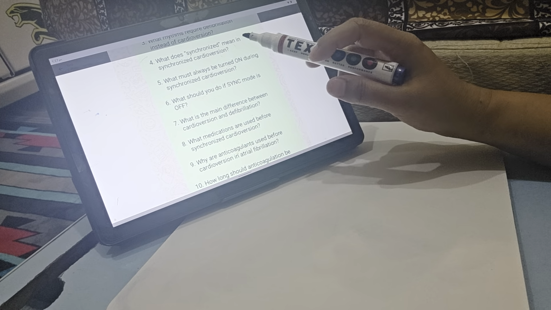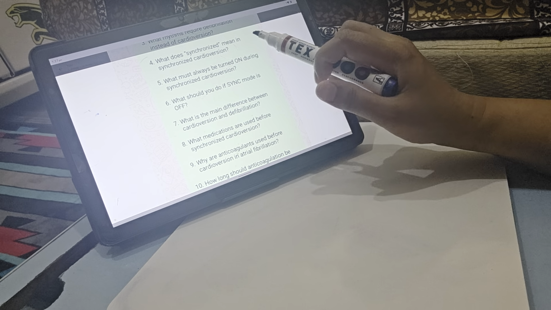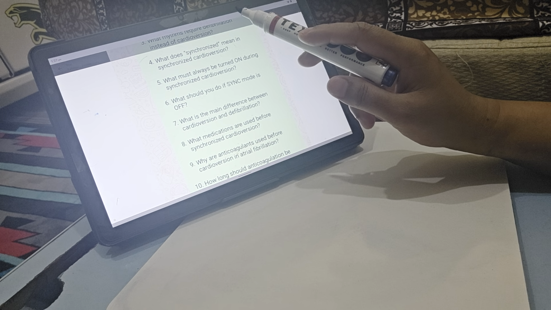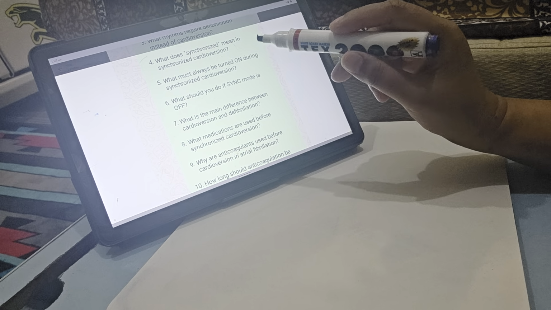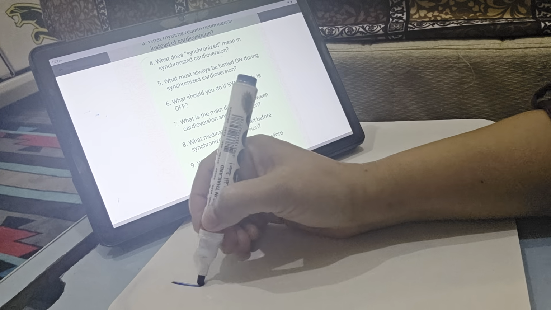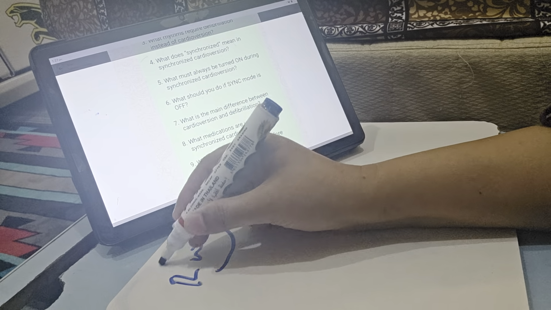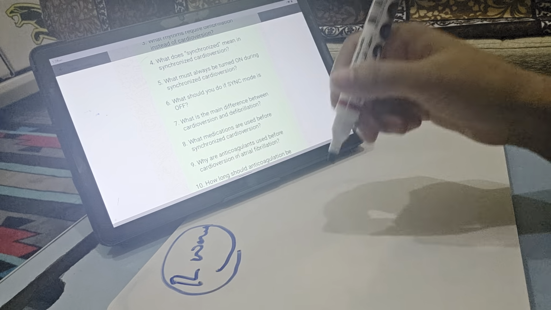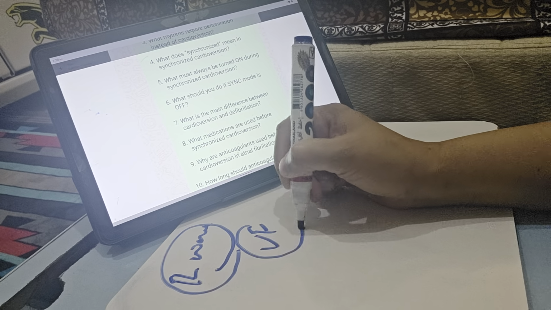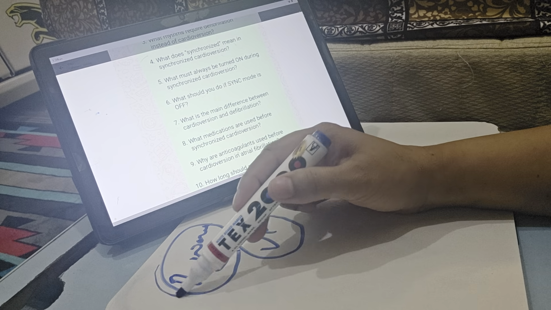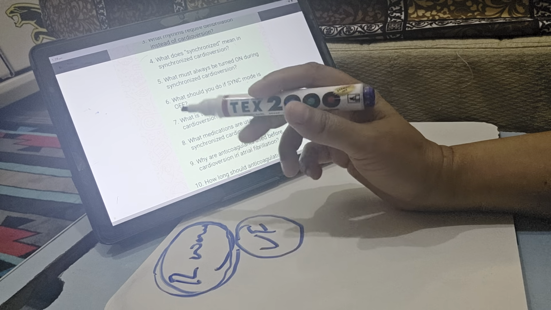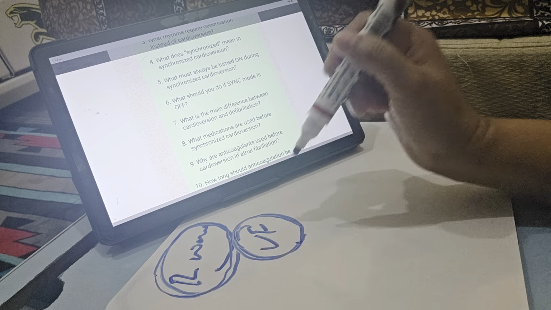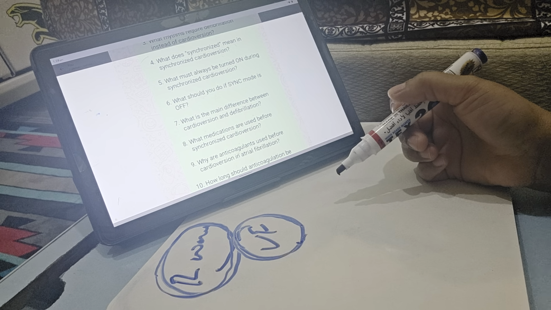The fourth flashcard is, what does synchronized mean in synchronized cardioversion? The shock is delivered in sync with the R wave of the ECG to avoid inducing ventricular fibrillation. Because if the electrical shock does not land on the R wave and goes to the T wave instead, ventricular fibrillation can happen, and that will be dangerous for the patient.